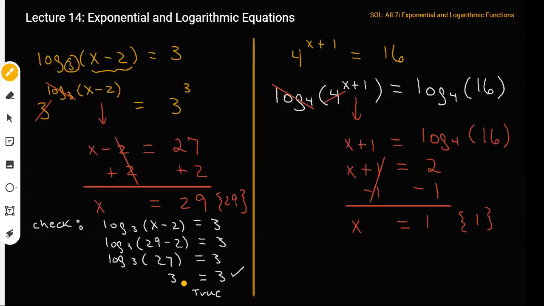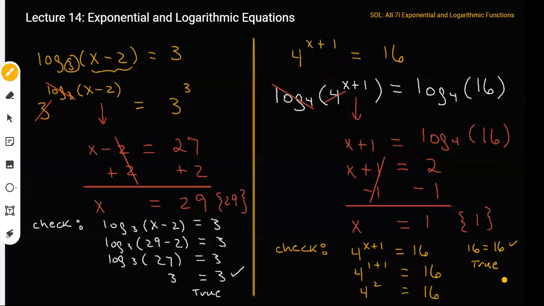Okay, so let's check it. I'm going to start off with my original equation: 4 to the x plus 1 power is equal to 16. So I'm going to replace x with the 1 that I just found and see how that works out. 1 plus 1 as my exponent is going to give me a 2. I get 4 squared is equal to 16, and that's going to give me 16 is equal to 16. That is my true statement.